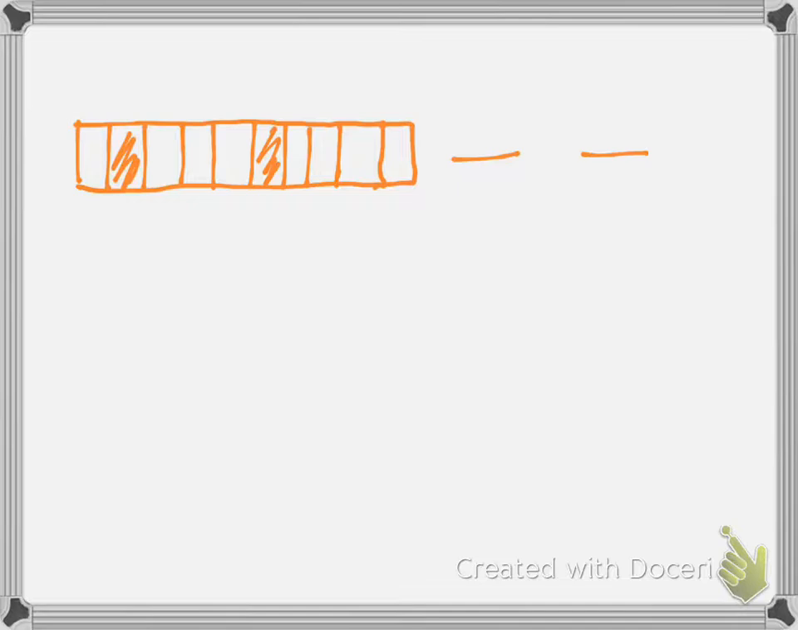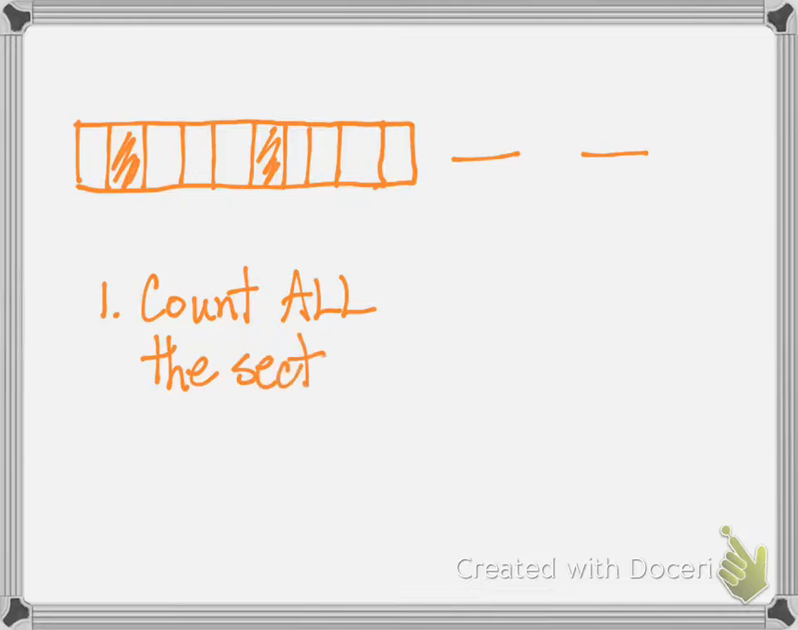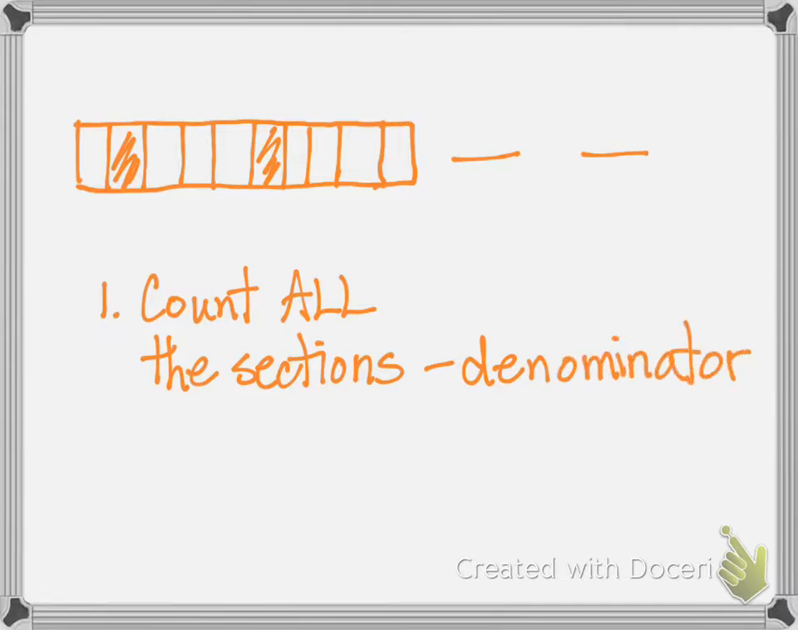Okay, remember the first step when you are writing a fraction is to count all the sections, whether they are colored or not. And that is your denominator. It goes at the bottom. So count all your sections. We have 10 altogether. So 10 is going to be the denominator for both of these fractions. They both have 10 possible sections.